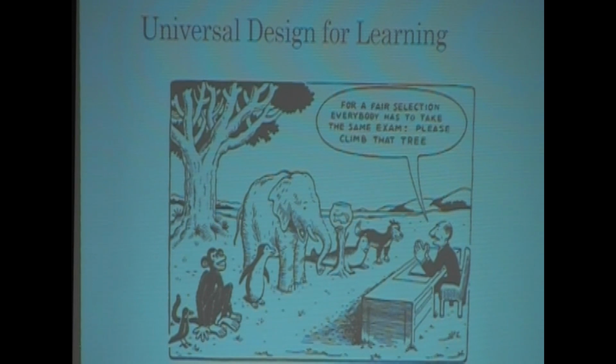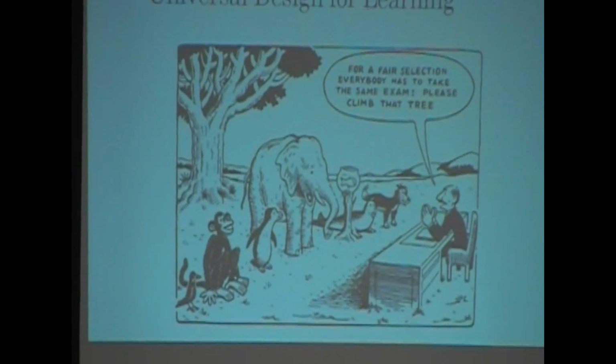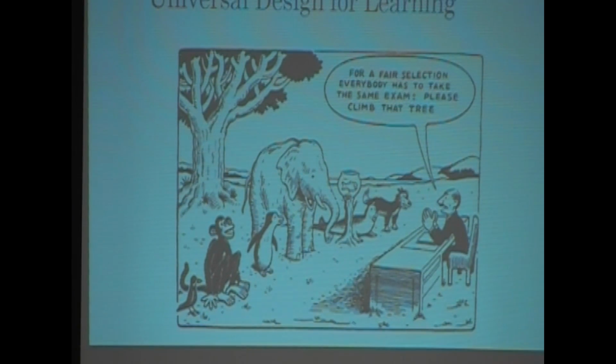So this comic with all those animals lined up in front of the teacher, and they all have their own strengths, and they all have their own abilities, which are all great. So disability as diversity, or ability as diversity. And then the teacher says, for a fair selection, everybody has to take the same exam. Please climb that tree. So there's really only one animal that's going to knock that out of the ballpark. Right?